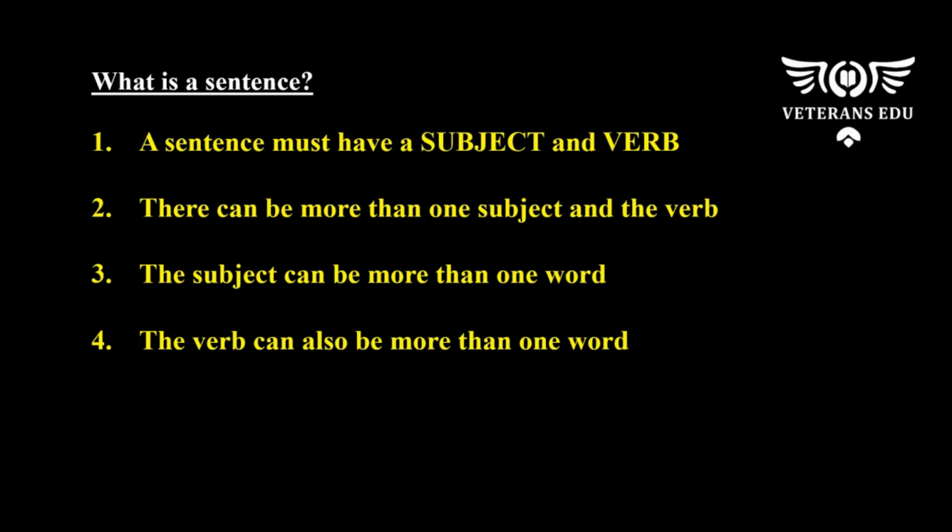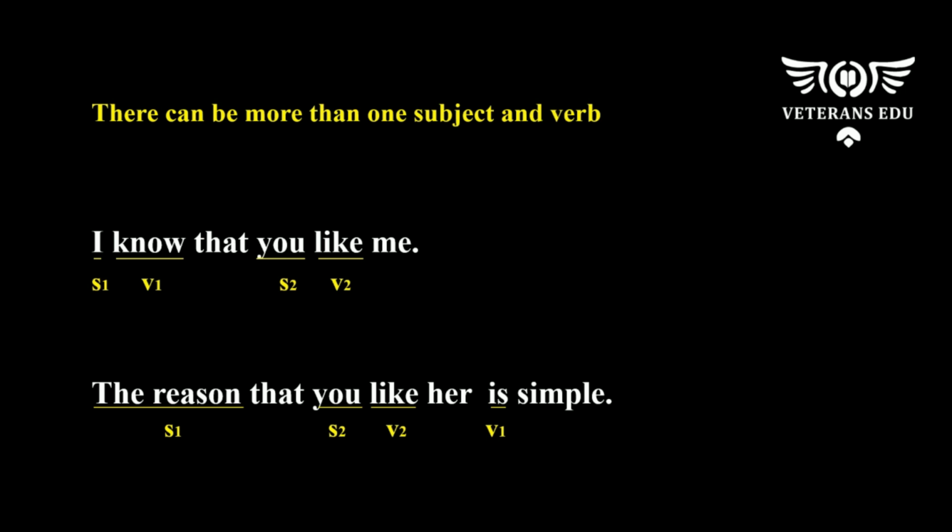First, you have to understand that there can be more than one subject in a sentence. For example, the sentence on the screen: I know that you like me. In this sentence, there are 2 subjects and verbs. The first subject is I, and the first verb is the word know. The second subject is the word you, and the second verb is like.